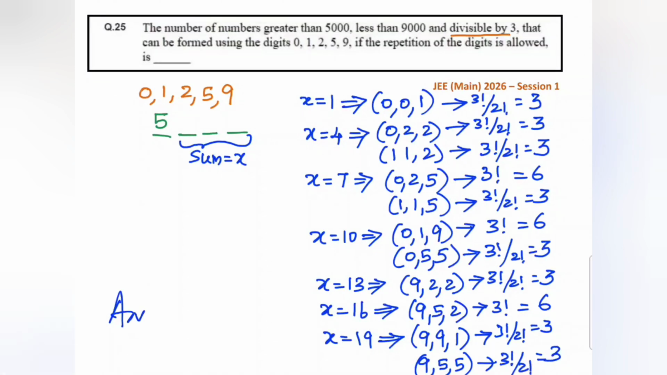So the answer is nothing but, you need to just add all these: 1 2 3 4 5 6 7 8 9 10 11 12 13 14. 14 threes are 42 is the answer.